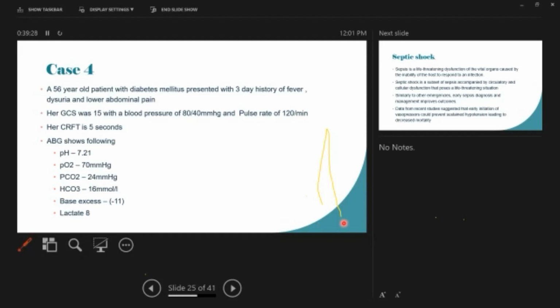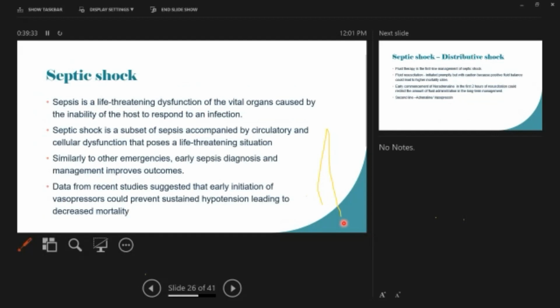Okay, so this is the picture that you will see in this patient. A little about definitions: it's a life-threatening dysfunction of vital organs, and septic shock is when it is accompanied by circulatory dysfunction, and it is a life-threatening situation. All the new guidelines suggest early action, about 1 hour, 1 bundle, and it's a golden hour. You have to act very fast. And in this golden hour, starting inotropes is also included now. If your patient does not respond to fluids, you're going to start them on inotrope.